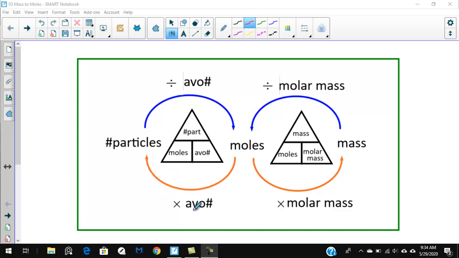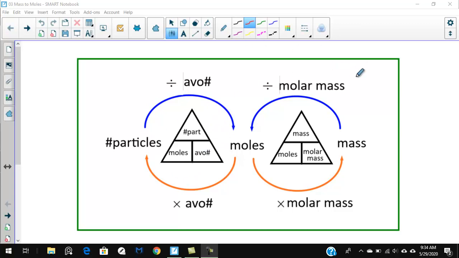That's one way of thinking about it, or I gave you this triangle so that you could use it. If we were trying to find moles, we would take particles divided by Avogadro's number, just like it says here. And if we were trying to find the number of particles, we would take moles times Avogadro's number. Okay? So that gives us a relationship that really works.